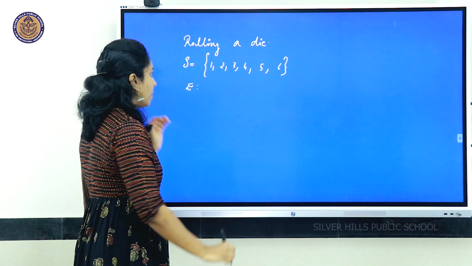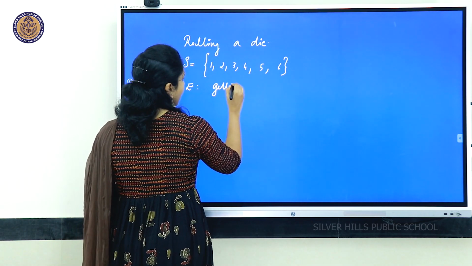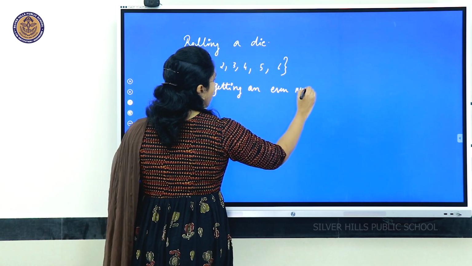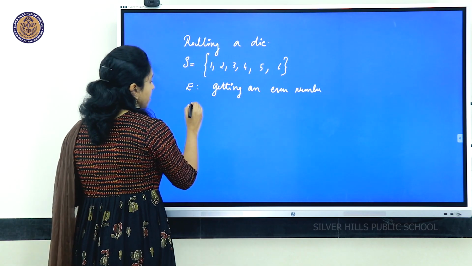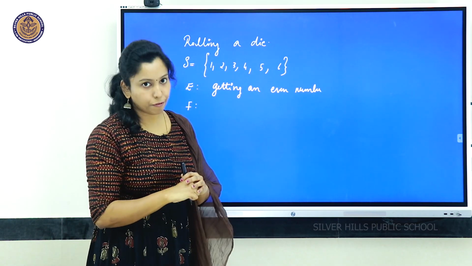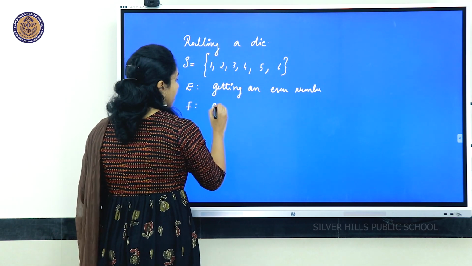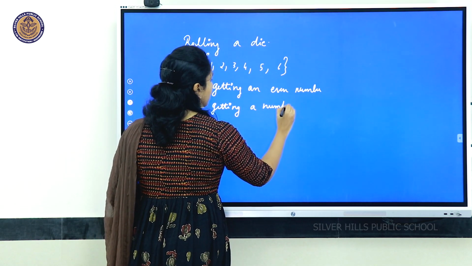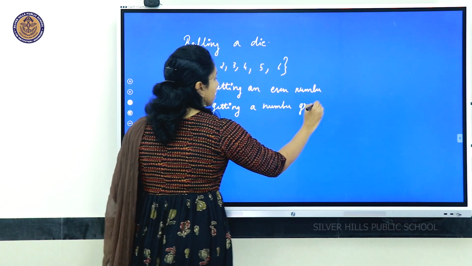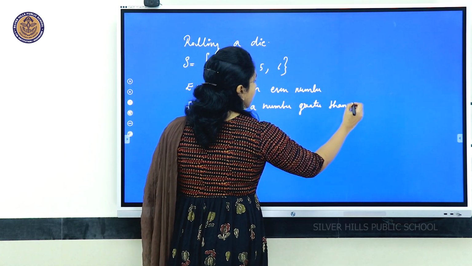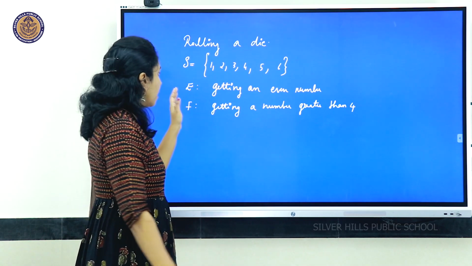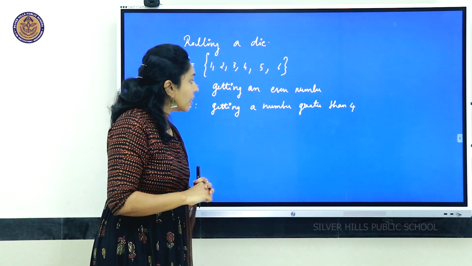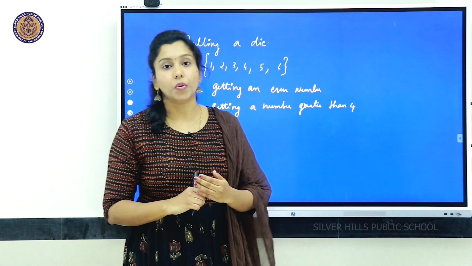Now I am going to define an event E. What is my event E? Event E is getting an even number when you roll a die. And I am going to define another event, say F. What is this F? F is getting a number greater than 4. So once again, E is getting an even number when you roll a die, and the second one, the event F, is getting a number greater than 4 when you roll a die.